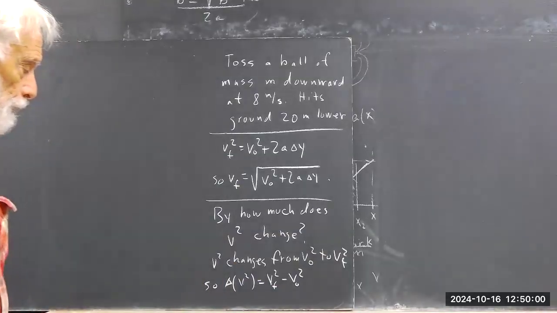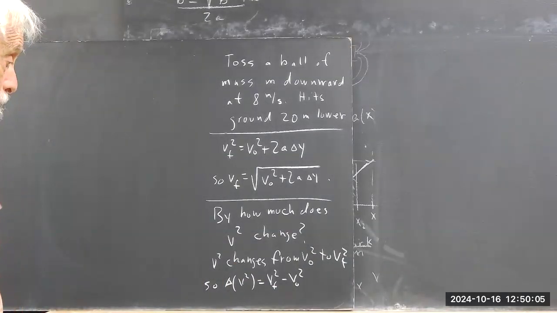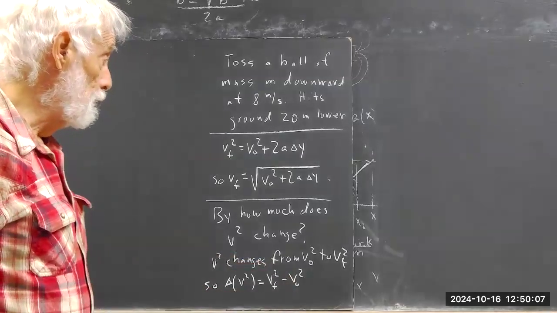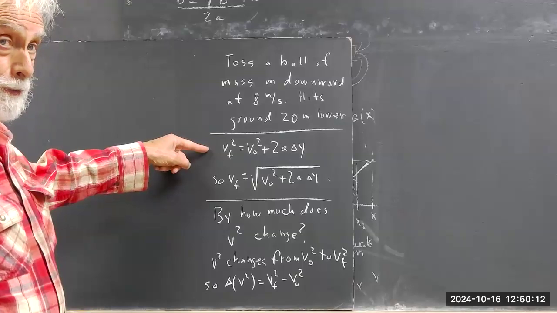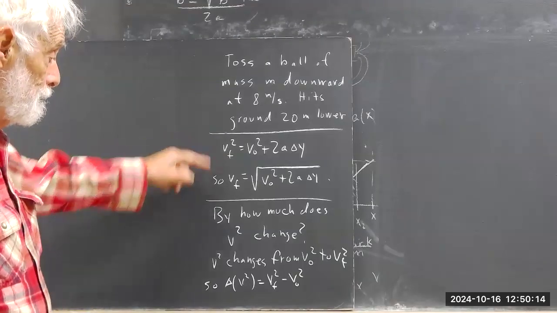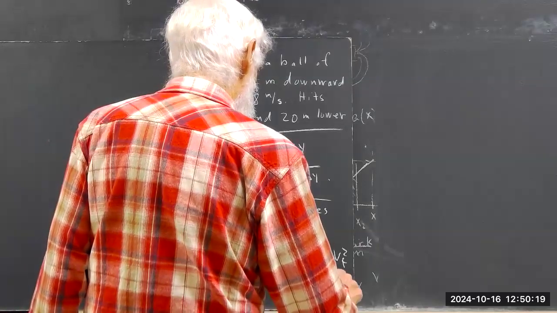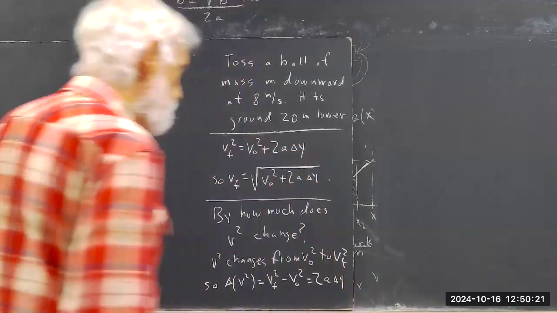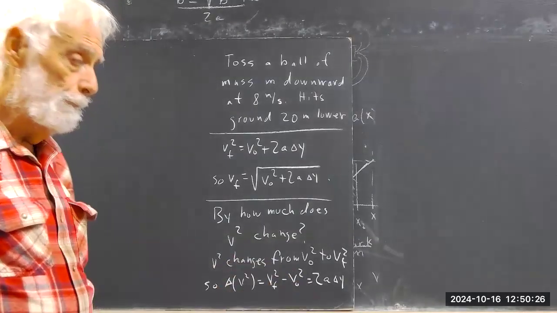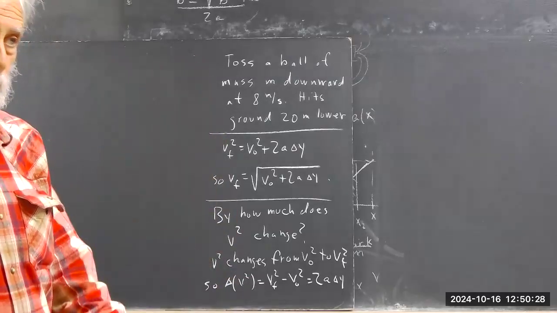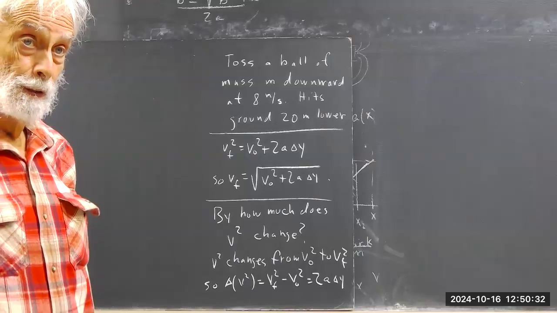And now this is vf squared minus v naught squared. And what's vf squared minus v naught squared? In this equation, vf squared minus v naught squared is a times delta y. Now, nothing here is specific to free fall. This could be any uniformly accelerated situation.